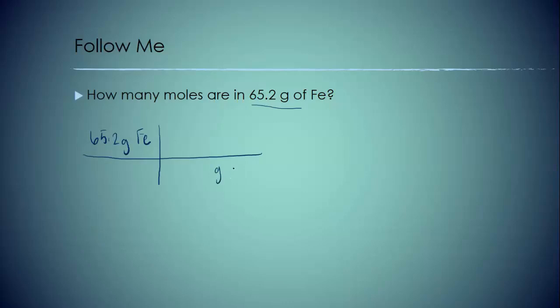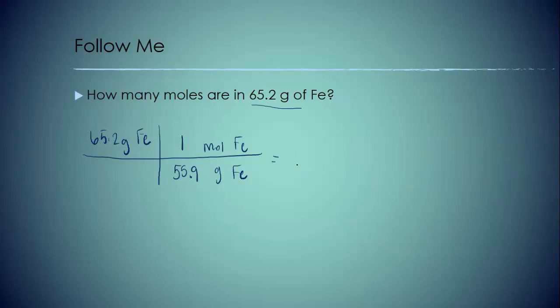Grams of Fe would go down here on the bottom, and we can relate grams to moles. How? By doing the molar mass. If you use the reference table, you should come up with 55.9 grams of iron in a mole. Again, I ask you to round it to 1 decimal place.